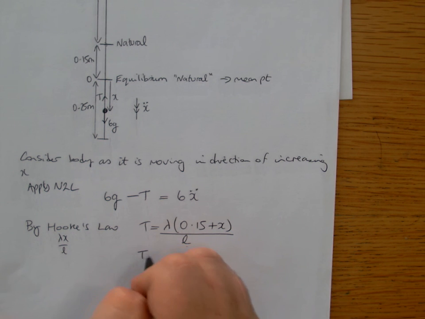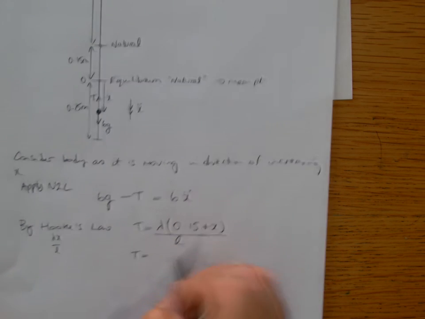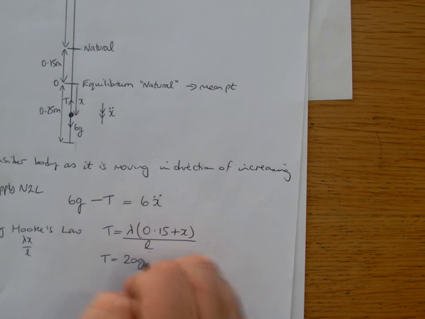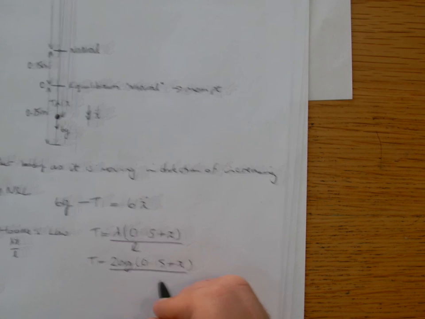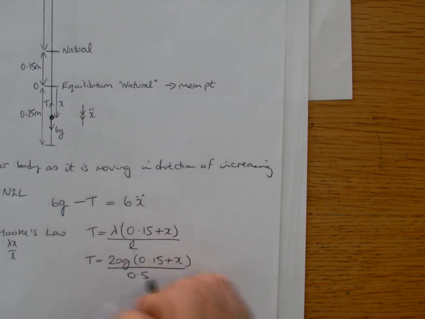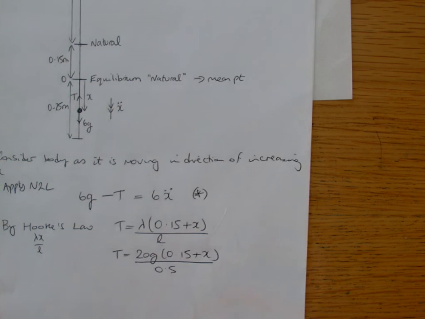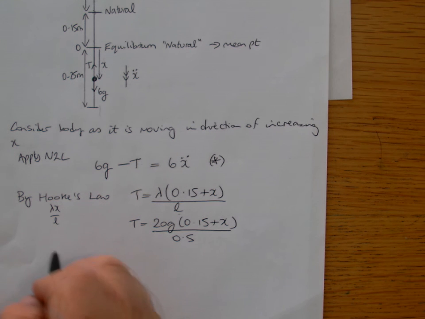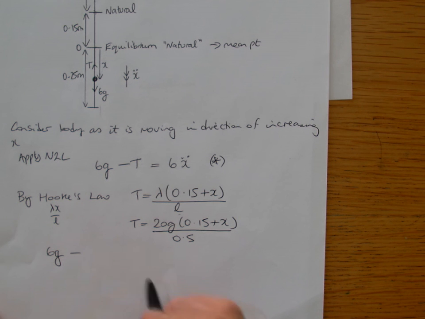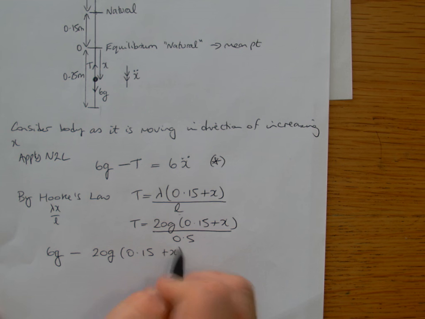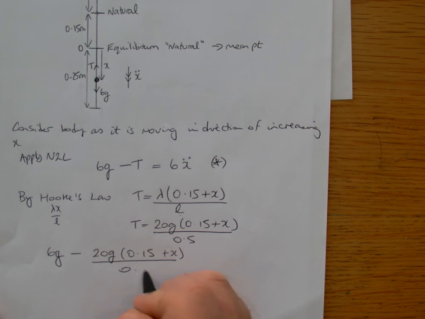So we can fill them in. We know lambda is 20g, and we know the natural length was 0.5. So if we sub it back in here, if we call that star, we'll have 6g take away 20g times (0.15 plus x) over 0.5 equals 6x double dot.